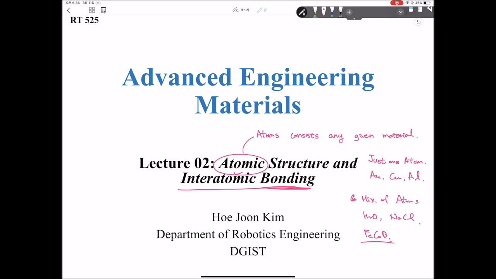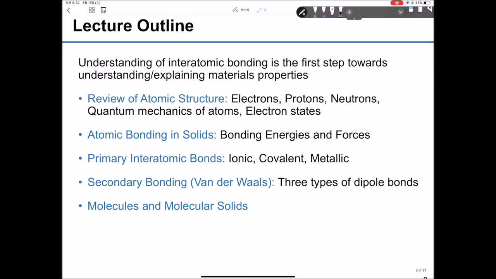And we are interested in this bonding because basically bonding decides the properties. Okay, so let's take a look. As I mentioned, understanding the interatomic bonding is the first step towards understanding or explaining materials properties, right? So we are going to review the atomic structure, such as electrons, protons, neutrons. Atomic bonding in solids, primary bonding, and secondary bonding, and the other stuff.